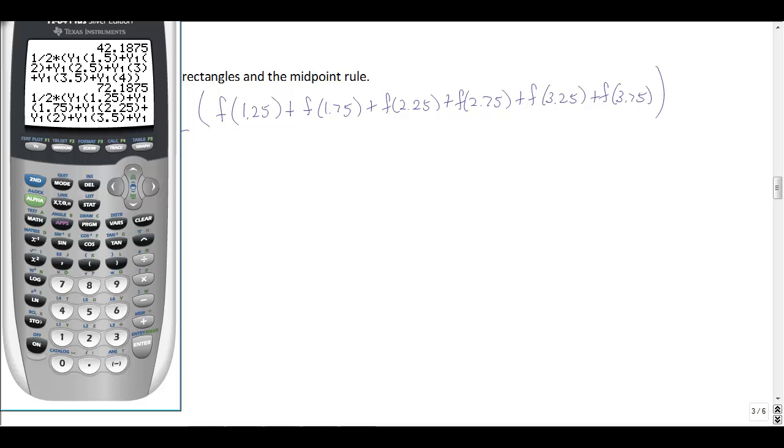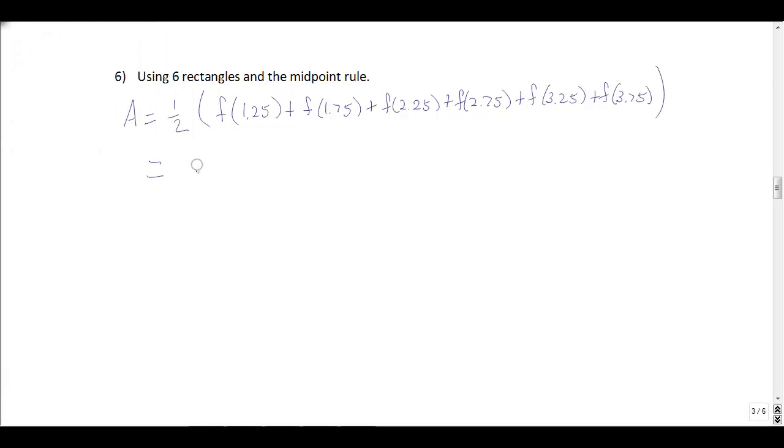Two, 0.75, 3.25, and then a 3.75, and we're expecting something, we say about like 60 or 57, 55.78125. So that is really our estimate using the midpoint rule.